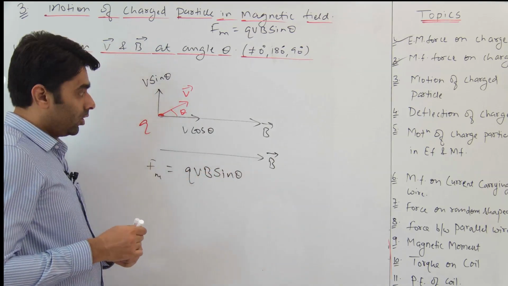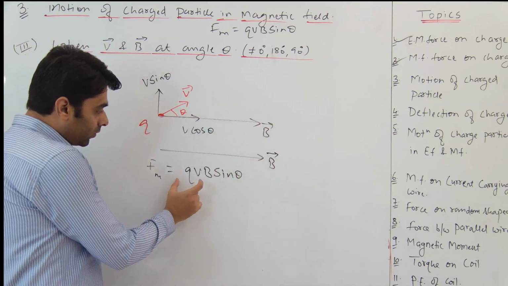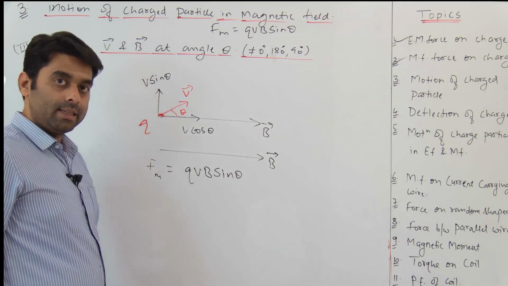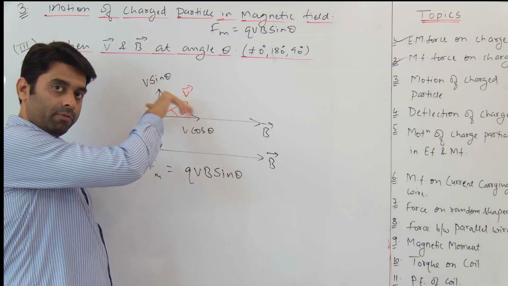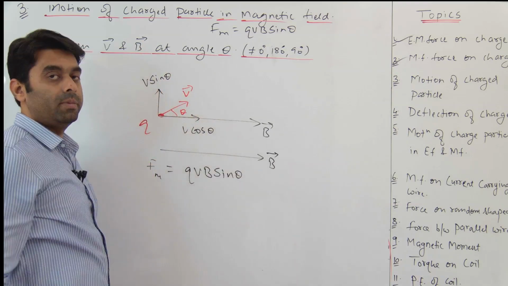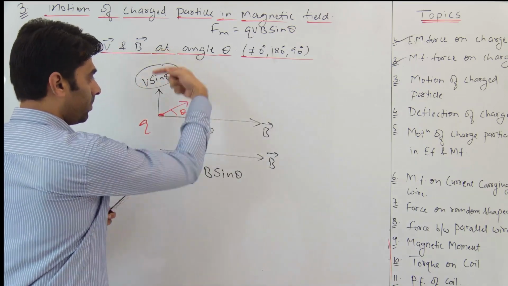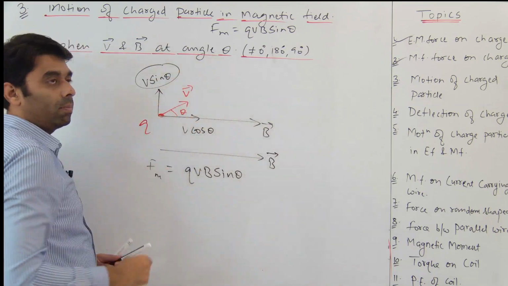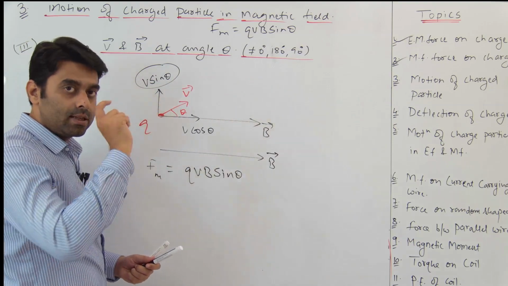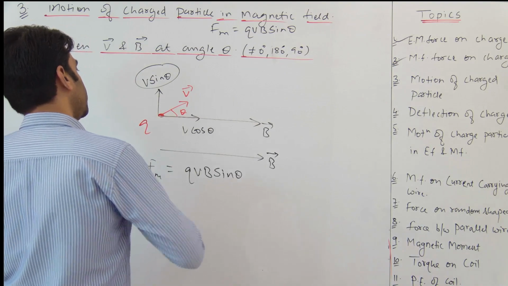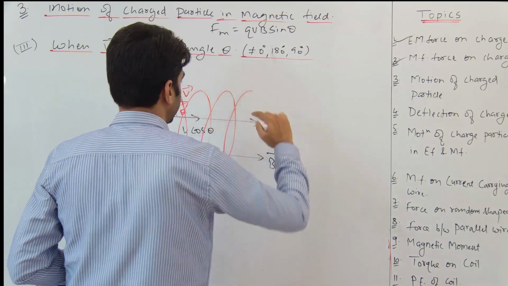Now see over here. Due to this V cos theta, the charged particle continues to move in a straight line. And due to this force QVB sin theta, let us see the direction. So V cross B, this is how we do it, V cross B. Now when we do V cross B, the thumb is inward. That means due to V sin theta, the charged particle will move in a circular path, and due to V cos theta, it is moving in a straight path. As a result of these two, this will be your resultant motion.